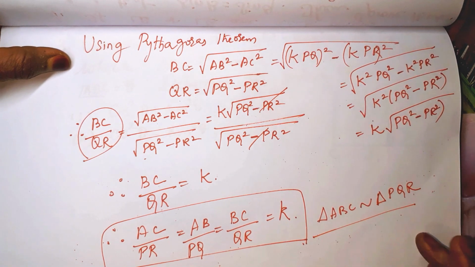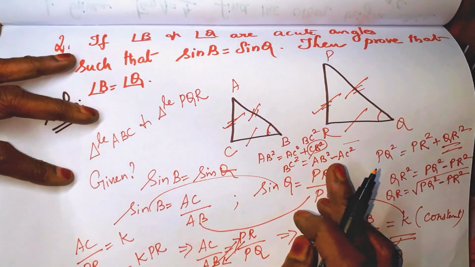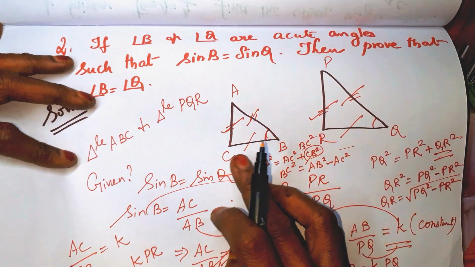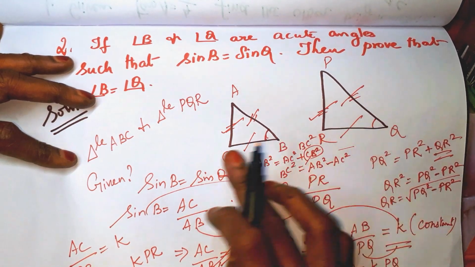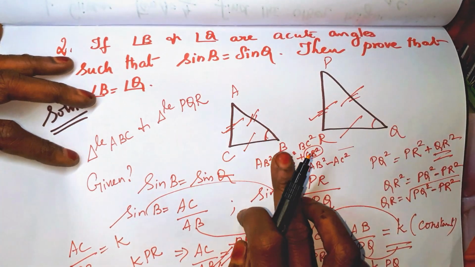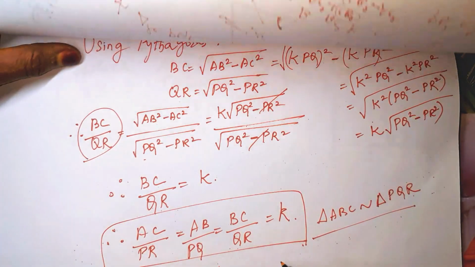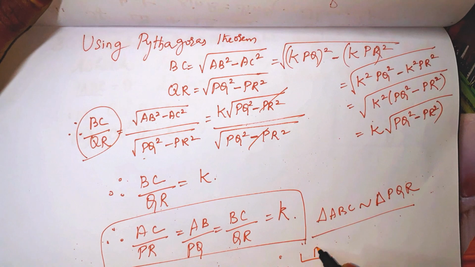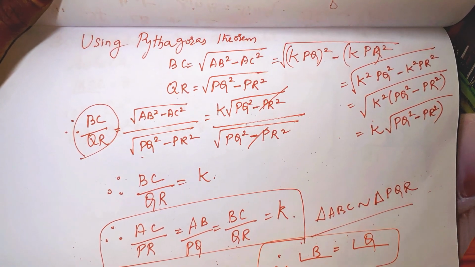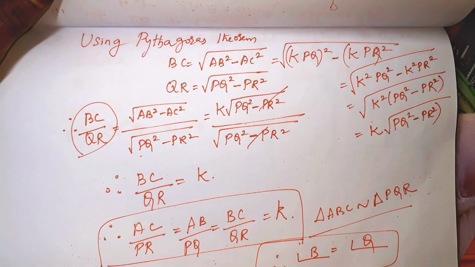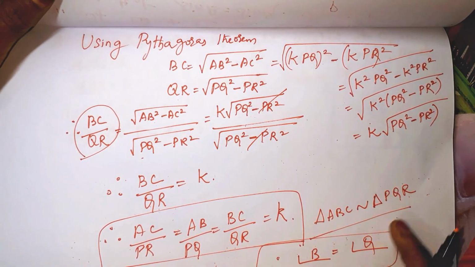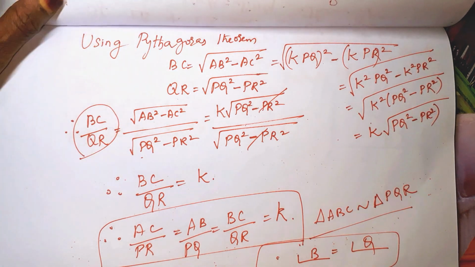If it is similar, it means the respective angles are equal. The respective angles: angle C and angle R are already equal since both are 90 degrees. Then angle A and angle P, and angle B equal to angle Q. This is what we had to prove. We proved it using the similar triangle property only. Is it clear?